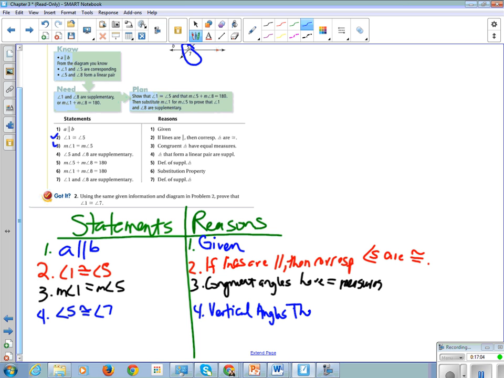Let's go theorem. Okay, so angle 5 is congruent to angle 7, so that means the measure of angle 5 is equal to the measure of angle 7. Oops, I said 3. I learned how to count forward. That's the definition of congruence.